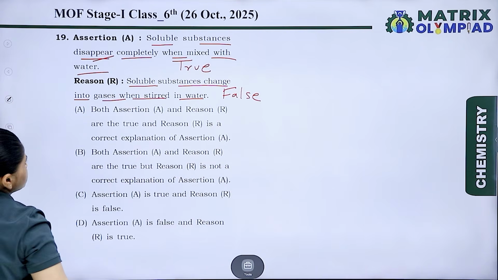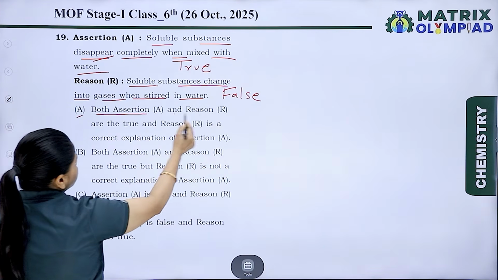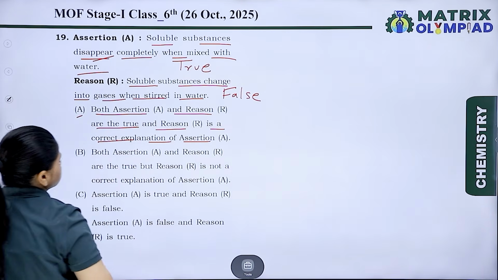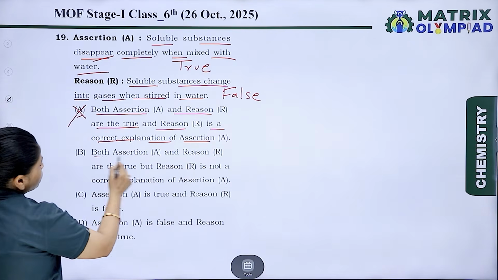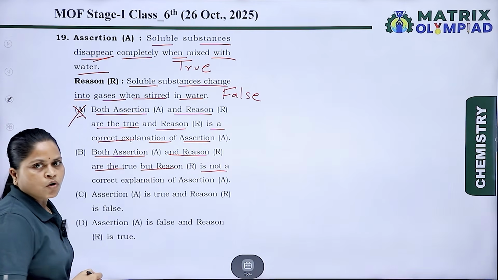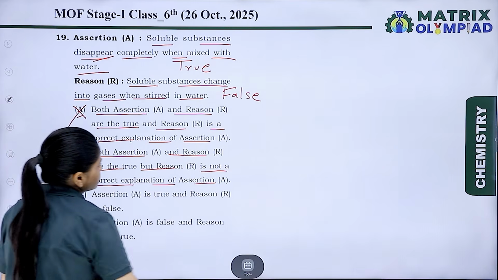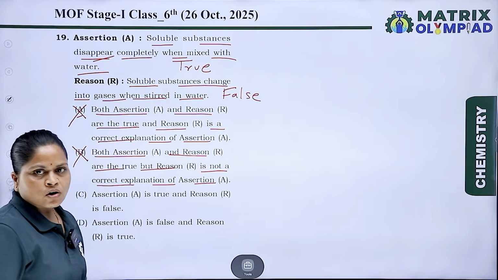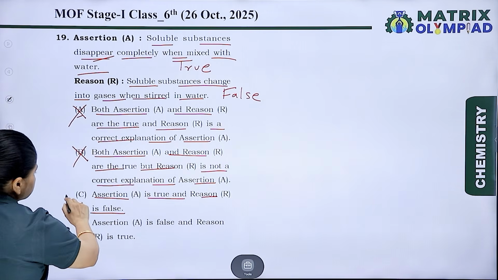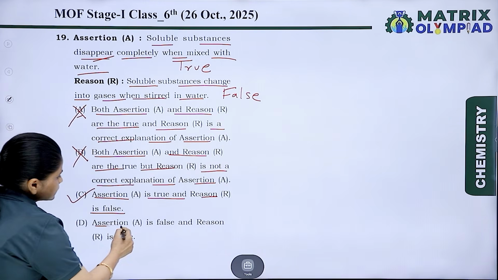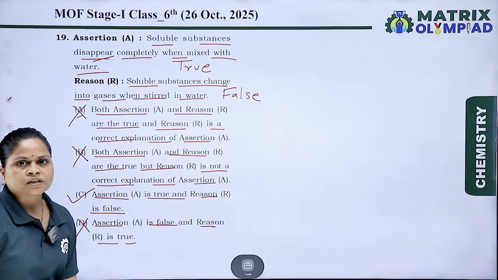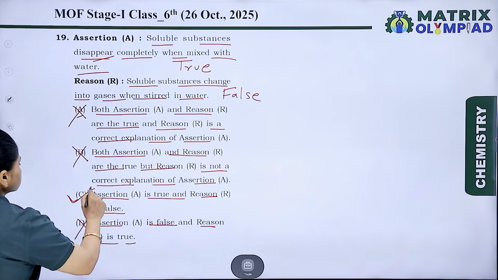Let's take the options. Option A, both assertion and reason are true, and reason is a correct explanation of assertion. No, you see, it is wrong. Both assertion and reason are true, but reason is not the correct explanation of assertion. This is again the wrong option. Assertion is true and reason is false. Yes, this is the correct option. Assertion is false and reason is true, again this is the wrong option. So the correct answer is option C.